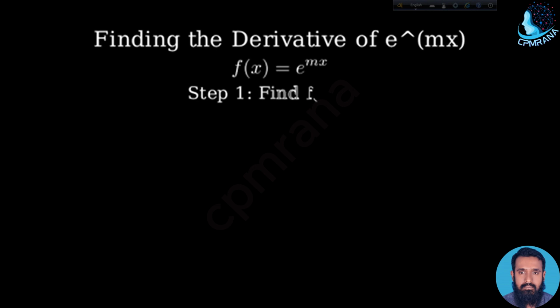Step 1 is to find f of x plus h. When we substitute x plus h into our function, we get f of x plus h equals e to the power of m times the quantity x plus h.